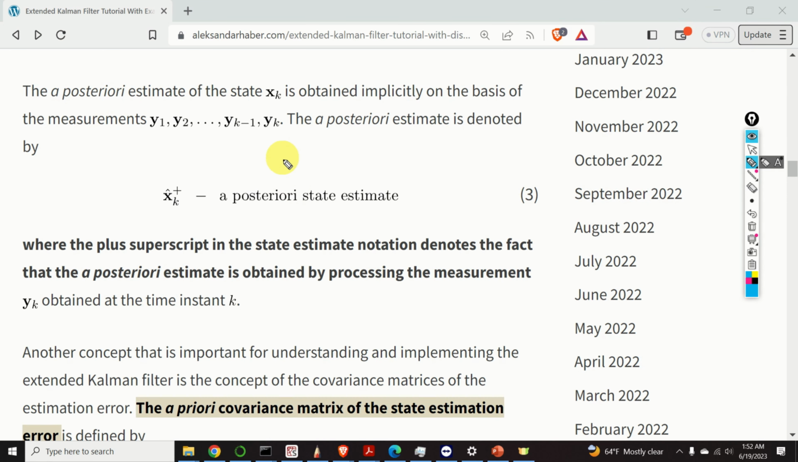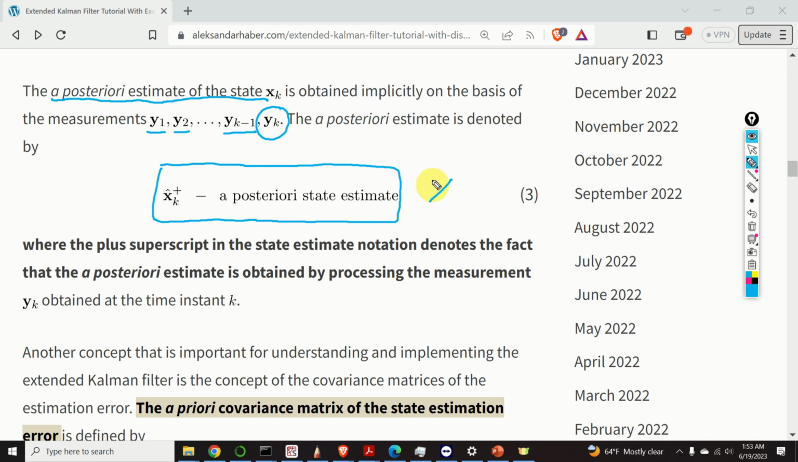In contrast to the a priori state estimate, the a posteriori state estimate is obtained implicitly on the basis of the measurements y1, y2, up to yk minus 1, and here's the difference. We also take into account the measurement at the time instant k. The a posteriori state estimate has this notation. Here again, x is the state, k is the discrete time instant, hat denotes that this is actually an estimate, and plus is a symbol denoting that this is the a posteriori state estimate.